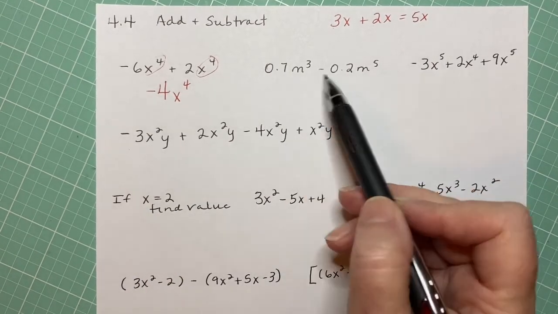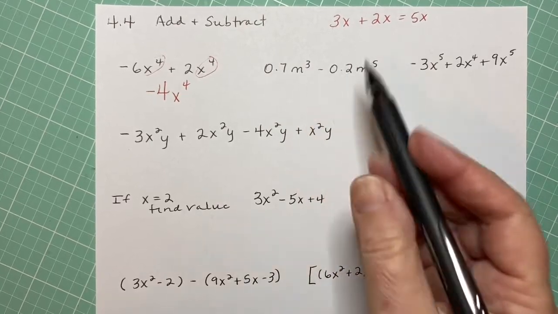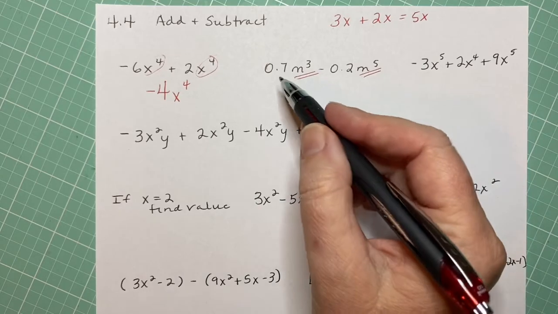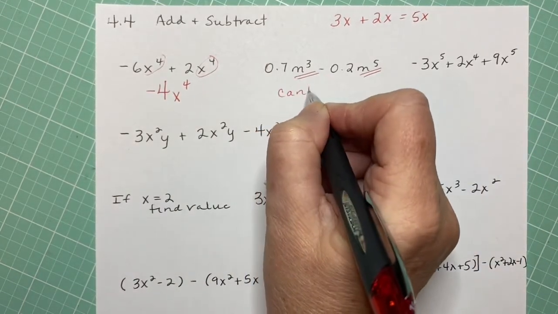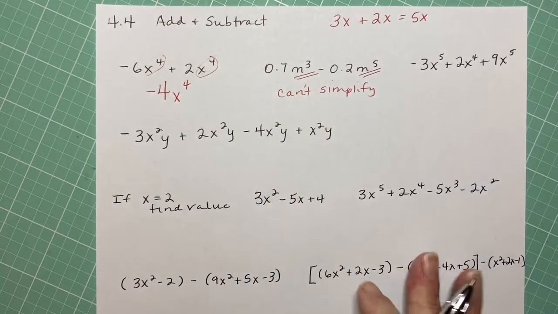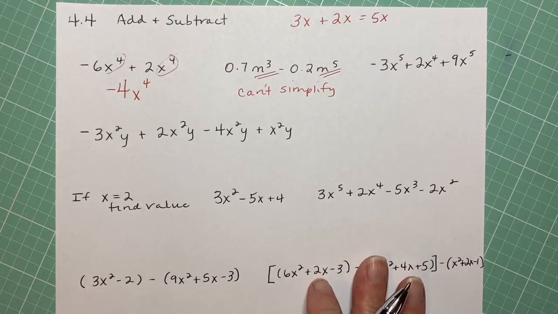Okay, the second one, before we even look at the numbers, because you might see the decimals and think, oh, I don't want to do a decimal. But when you look at the variables here, I have an m cubed and an m to the 5th. I can't combine an m cubed with an m to the 5th. So for this one, you can't simplify it. It's already in simplest form, so you just leave it like it is. You can only add things that have the same letter and the same exponent.